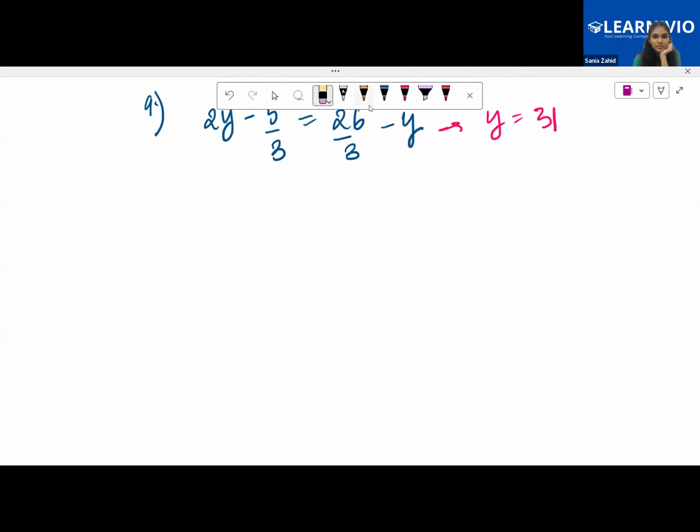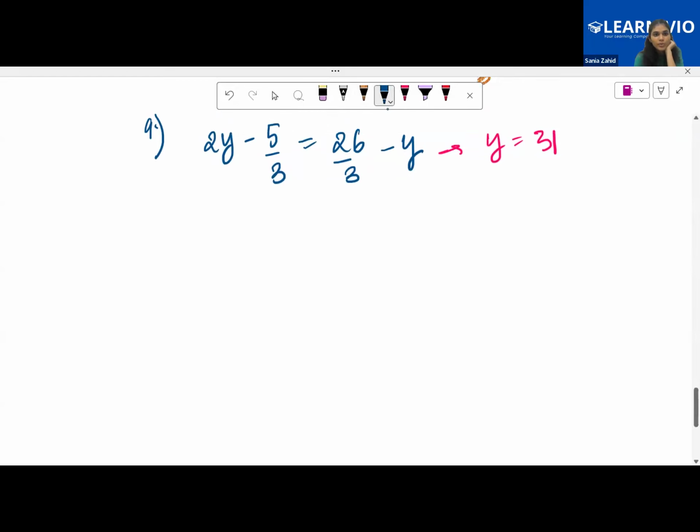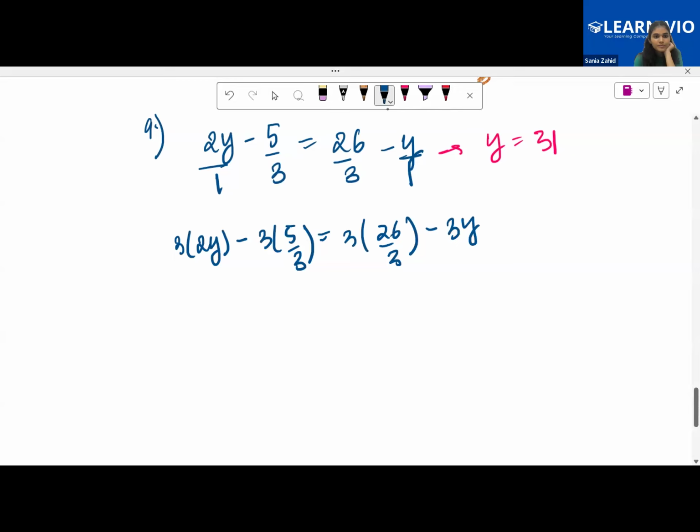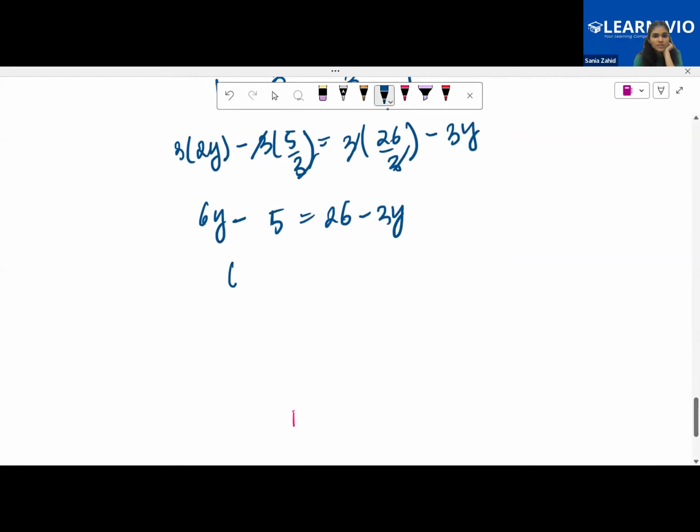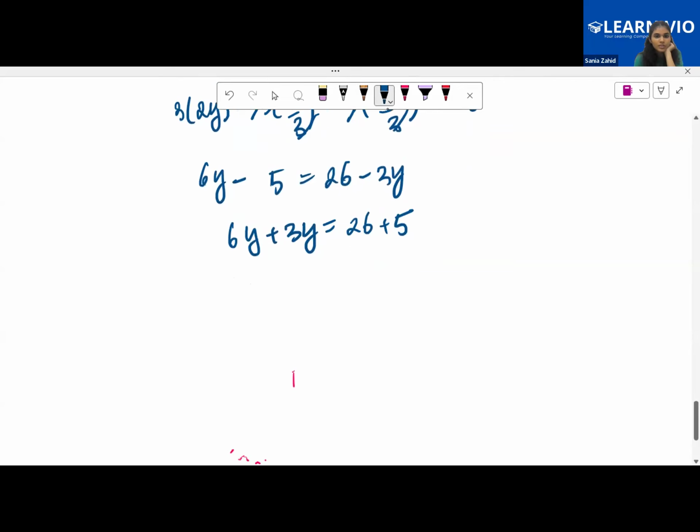First you will take the LCM. You have 1 over here and 1 over here. So the LCM of 3 and 1 is 3, so you'll multiply every term with 3. So 3 into 2y minus 3 into 5 by 3 gives you 3 into 26 by 3 minus 3y. Then you'll have 6y minus 5 gives you 26 minus 3y. Now you can solve it. 6y plus 3y will give you 26 plus 5. So here it will be 9y and here it will be 31.